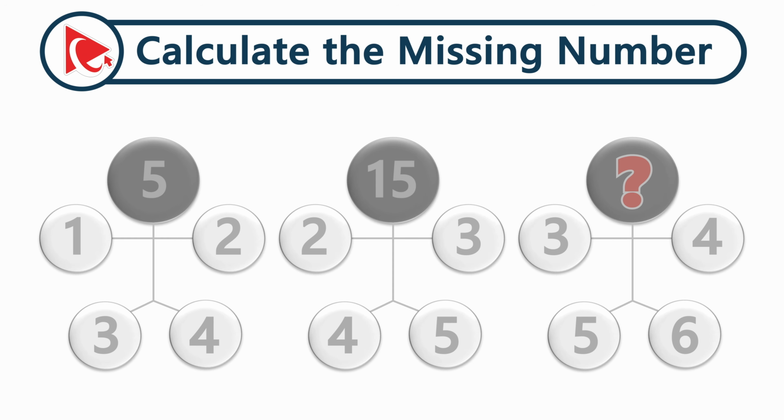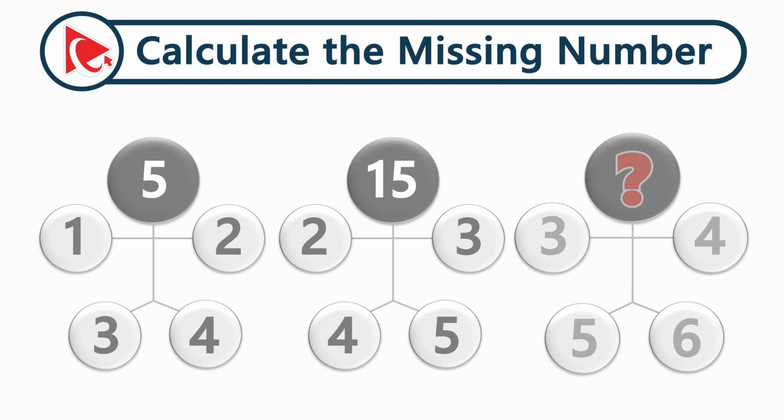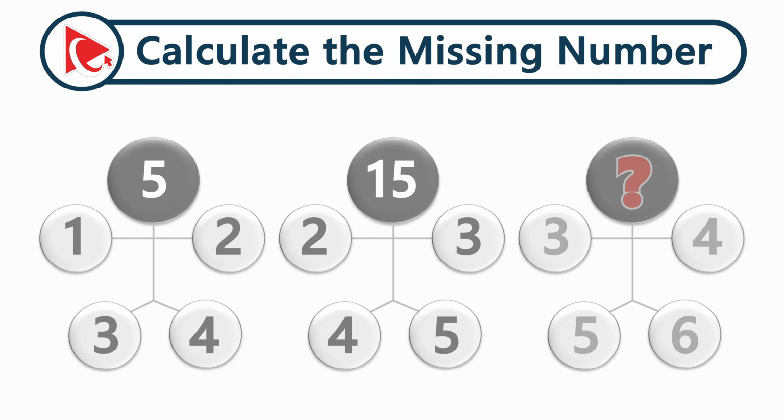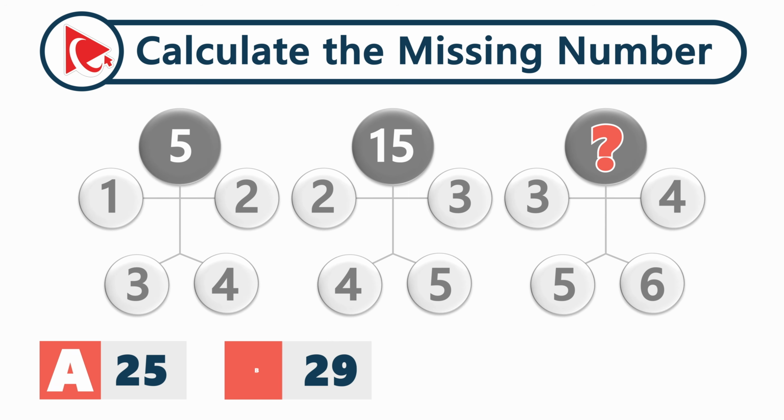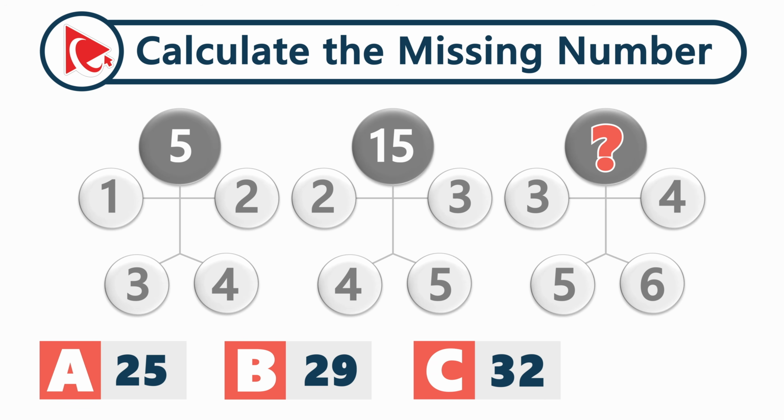First shape has numbers 1, 2, 3, 4, and 5. See the pattern here? Second shape has numbers 2, 3, 4, 5, and then 15. And then the third shape has numbers, as you might have guessed, 3, 4, 5, 6, and then comes the number that may not be as easy to guess, which you need to calculate and select out of 4 possible choices. Choice A, 25, choice B, 29, choice C, 32, and last but not least, choice D, 37.